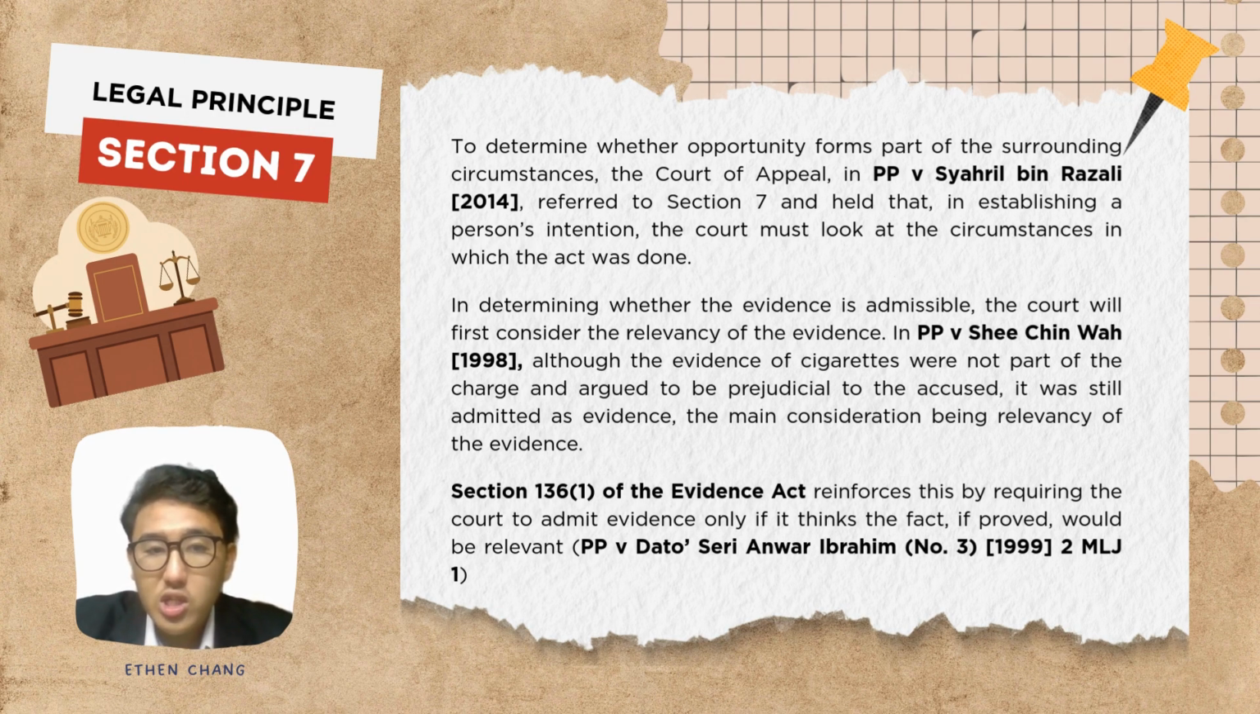In PP against Sher Chinhua 1998, although the evidence of cigarettes was not part of the charge and was argued to be prejudicial to the accused, the court held that it was still admitted as evidence, the main consideration being relevancy of the evidence. Referring to Section 136, subsection 1 of the Evidence Act, it reinforced this by requiring the court to admit evidence only if it thinks the fact, if proved, would be relevant, which can be referred to in the case of PP against Ahmad Ibrahim, number 3, 1999.